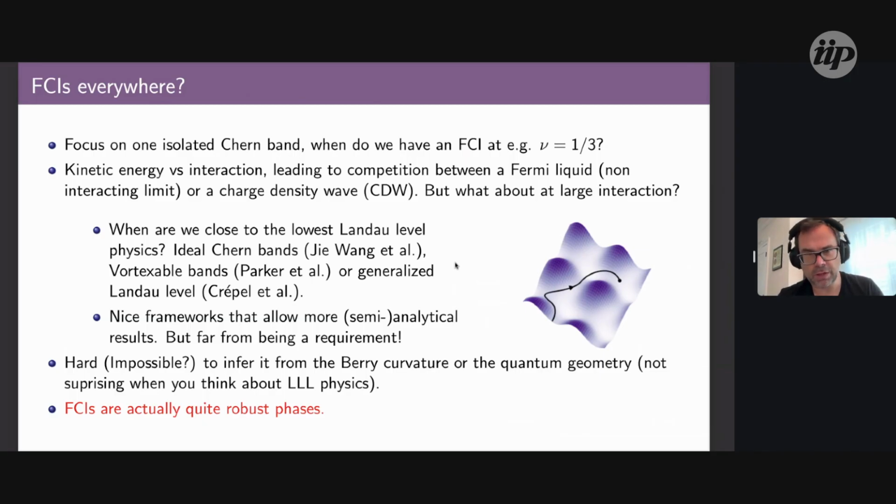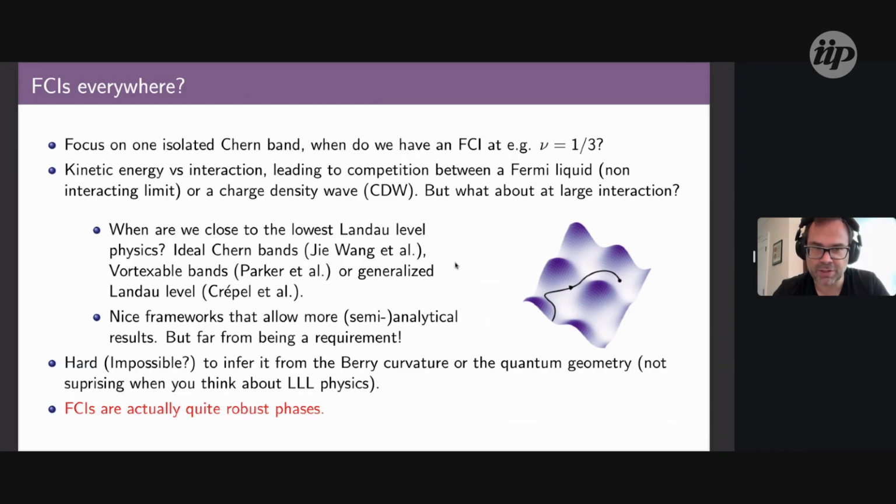So people have tried to make contact between the fractional Chern insulators and the lowest Landau level physics. It has been studied under different names depending on your religion: ideal Chern band, flat band, generalized Landau level. But they all cover the same idea. It's some kind of generalization of a Landau level when you have a non-uniform magnetic field and a non-uniform metric. These are very nice frameworks in the sense that they allow you to obtain some semi-analytical results, but it's not a requirement. We have, for example, tight-binding lattice models which are far away from this limit and they still exhibit fractional insulators.